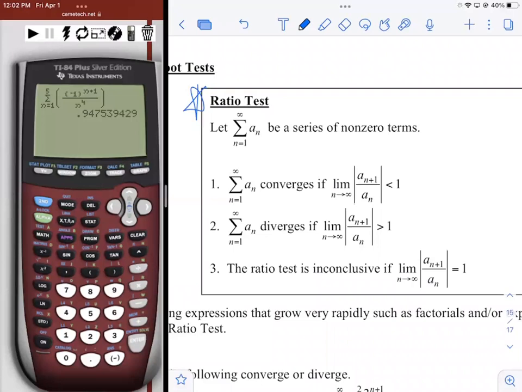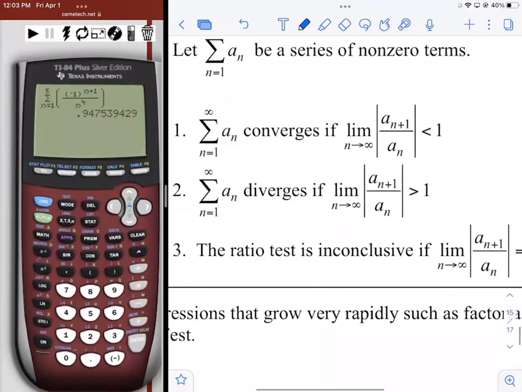All right. So the ratio test. Here goes. Let the series from 1 to infinity of a sub n be a series of non-zero terms. Okay. Doesn't say positive, doesn't say negative. They're just not zero. This is a two-way test.